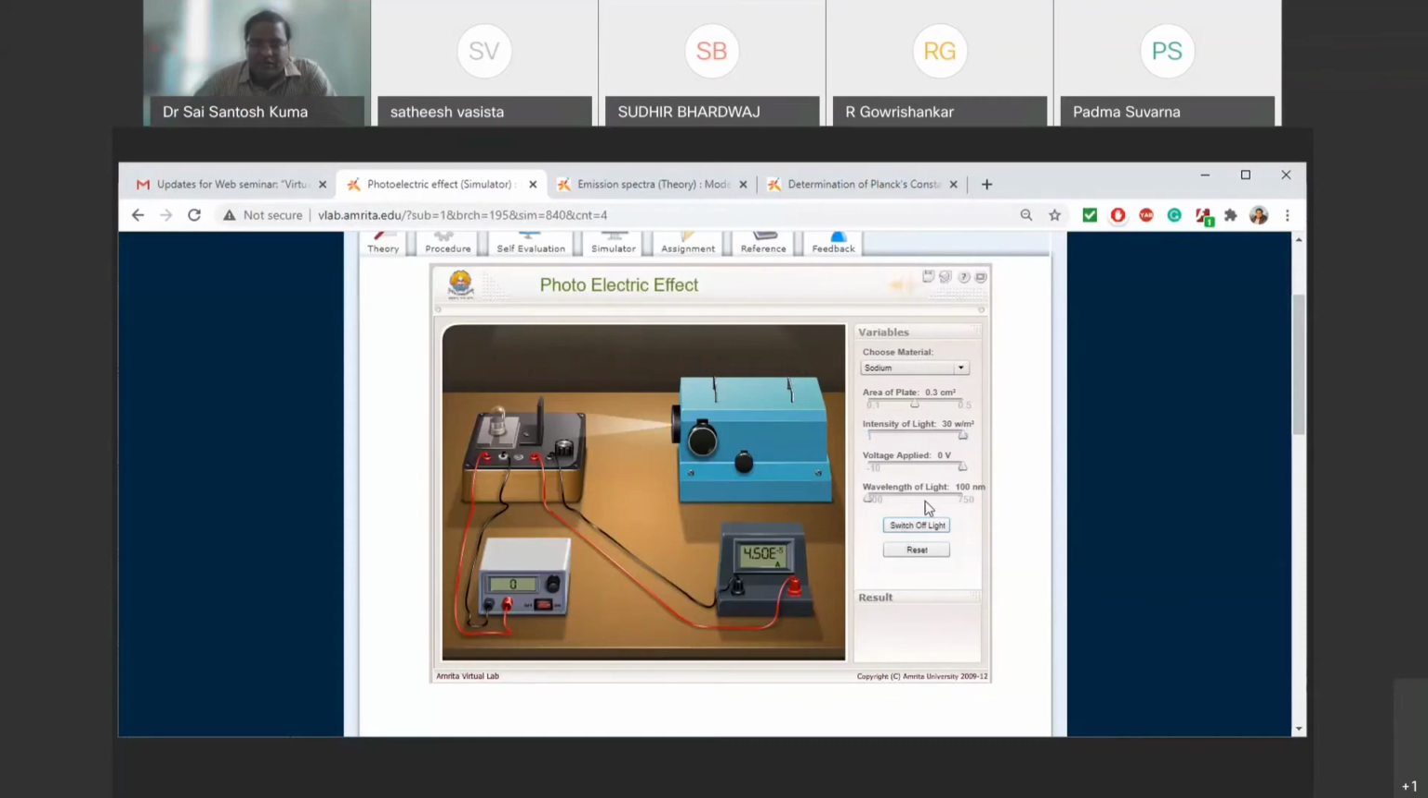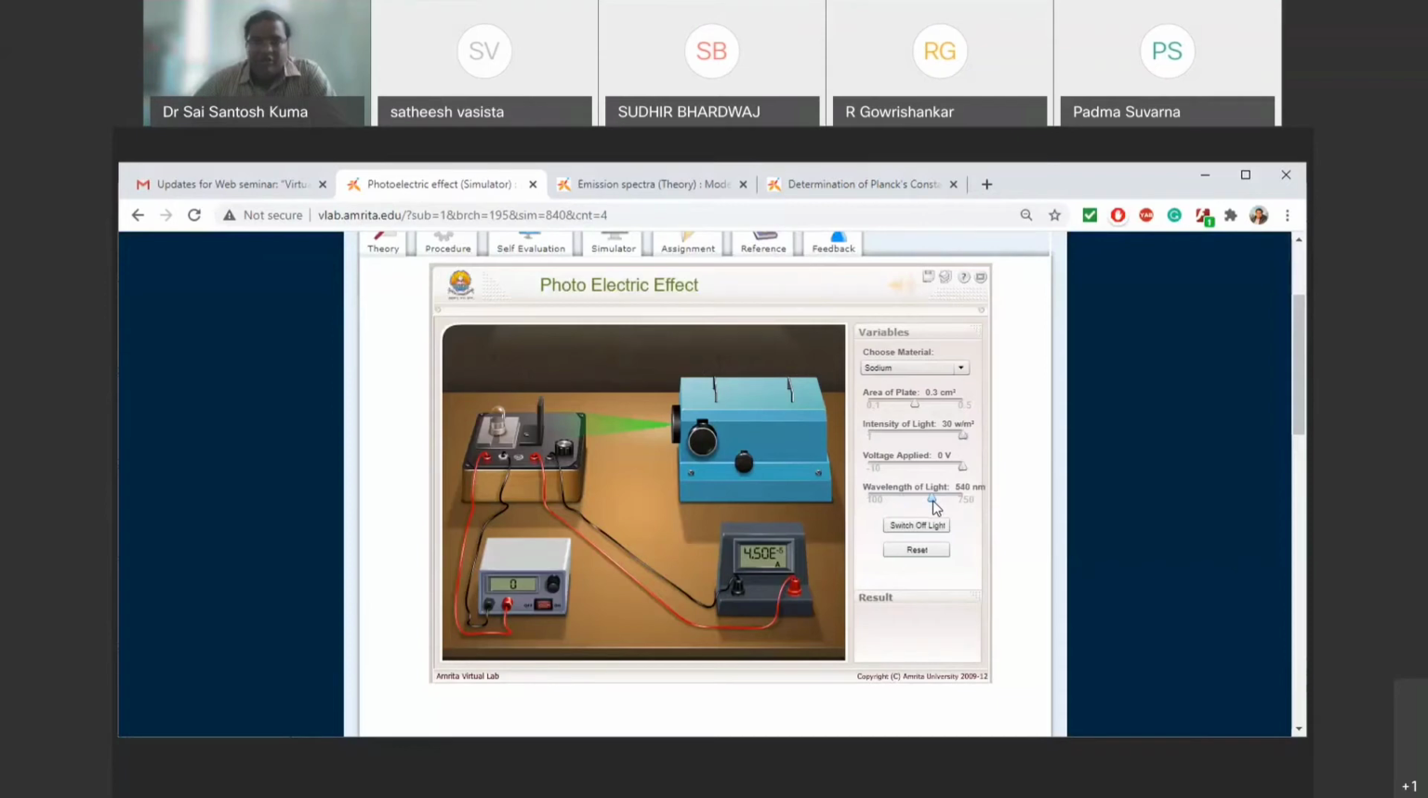When I switch on the light, the default is 100 nanometers, and already without any bias, the bias is 0, I do see a current. Of course, it is understood because 100 nanometers is a deep ultraviolet region, high frequency, and most metals do start showing the photoelectric effect at that point. So just to demonstrate, I go and change my voltage, my frequency.